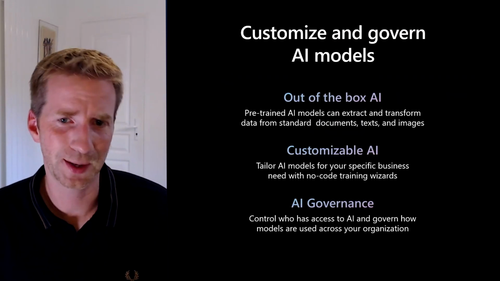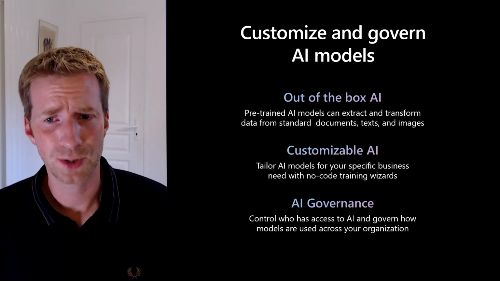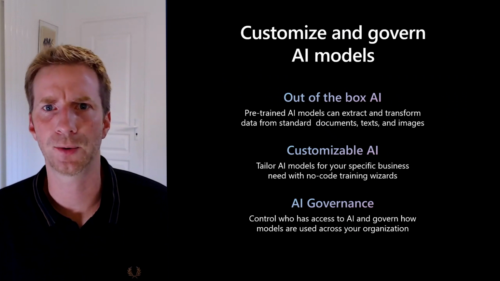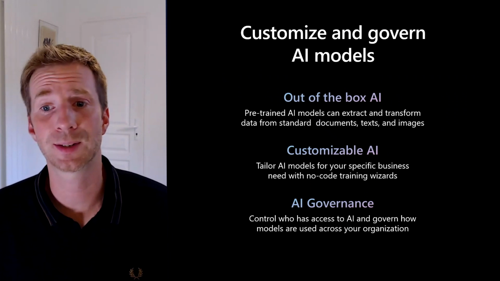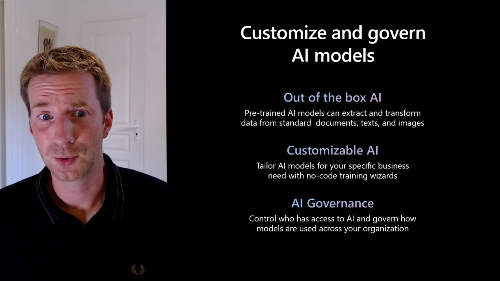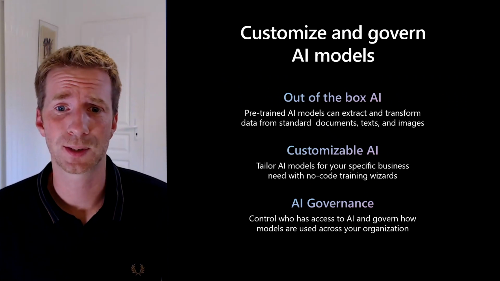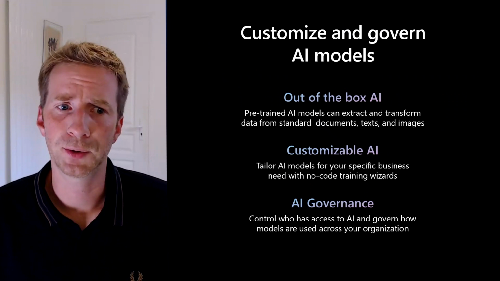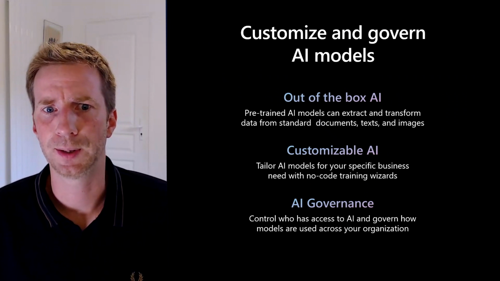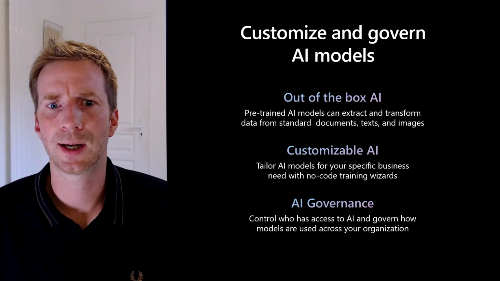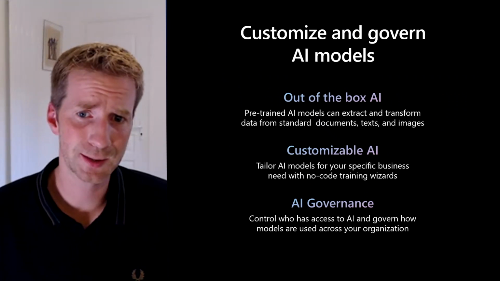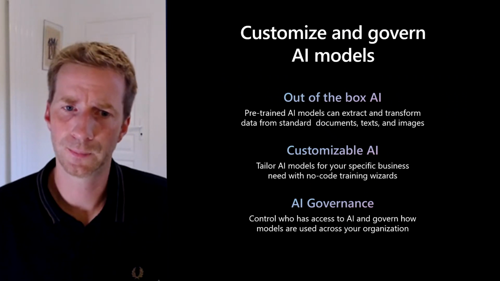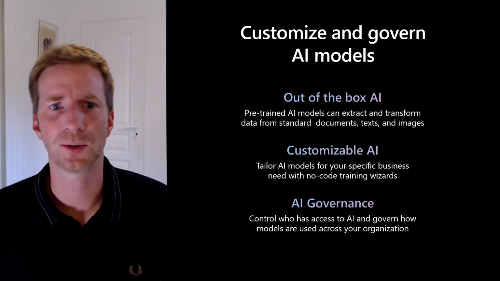So what can you actually do with AI Builder? Well, you can leverage pre-trained AI models that work out of the box. You can also custom train AI models to work better with your unique business data. This is enabled through no-code point-and-click training wizards that are easy to use and quick to set up. Now, an important feature of AI Builder is also its governance capabilities. AI Builder allows admins to control who has access to AI and govern how AI models are used across your organization. It all works in a SaaS-based management solution.